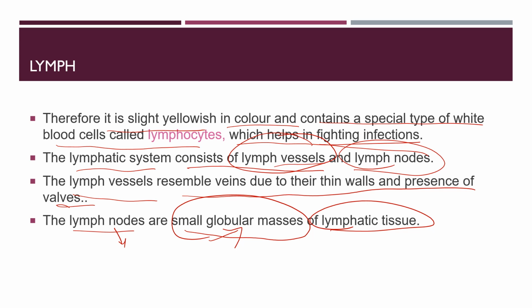Now we should move on to the functions of the lymph. We know that lymphocytes fight infections and diseases, and the lymphatic system has lymph nodes and lymph vessels. Lymph vessels resemble veins due to their thin walls. Just as veins have valves to prevent the backflow of blood, lymphatic vessels also have valves. Lymph nodes are small globular masses of lymphatic tissue itself.